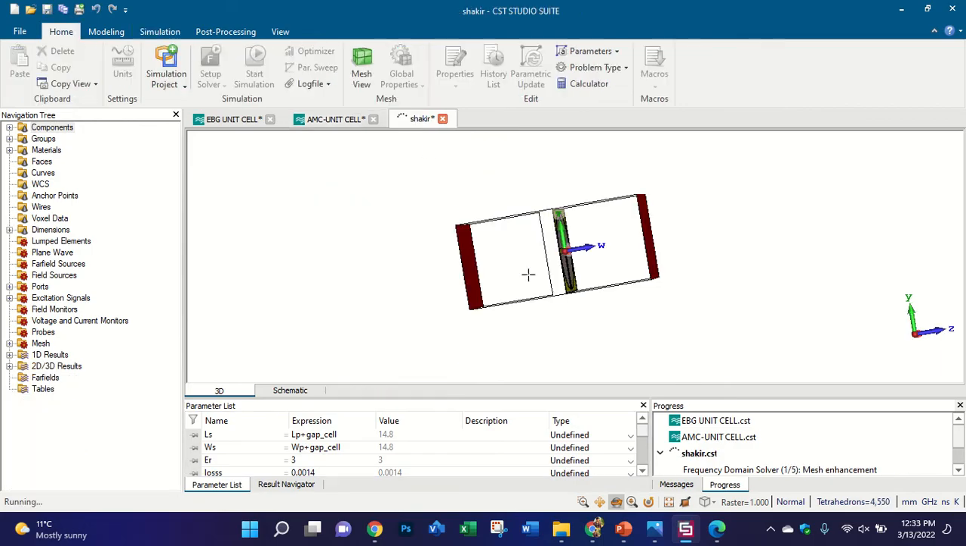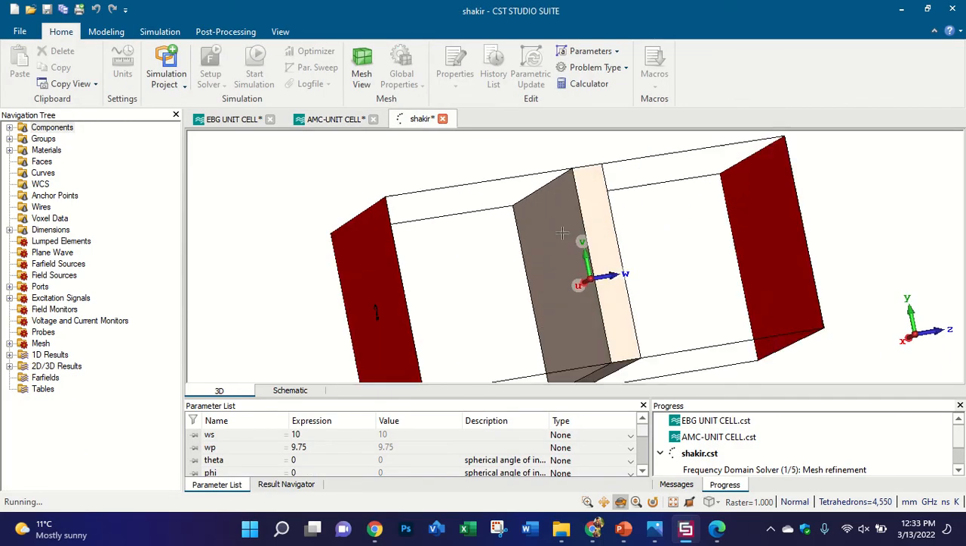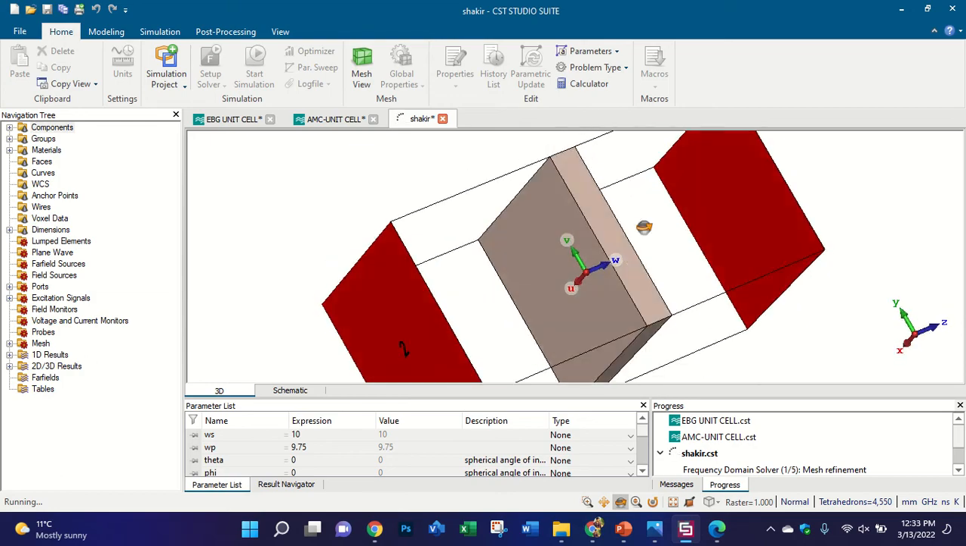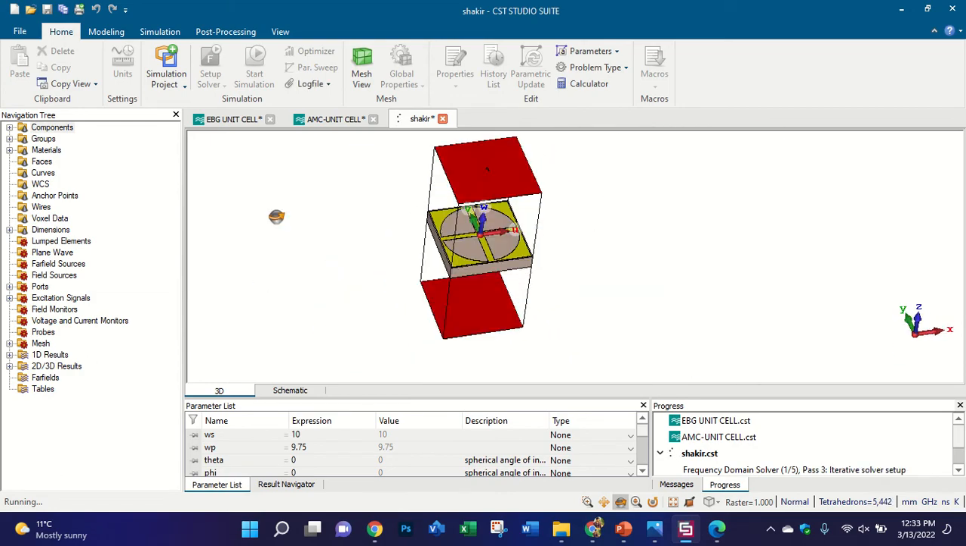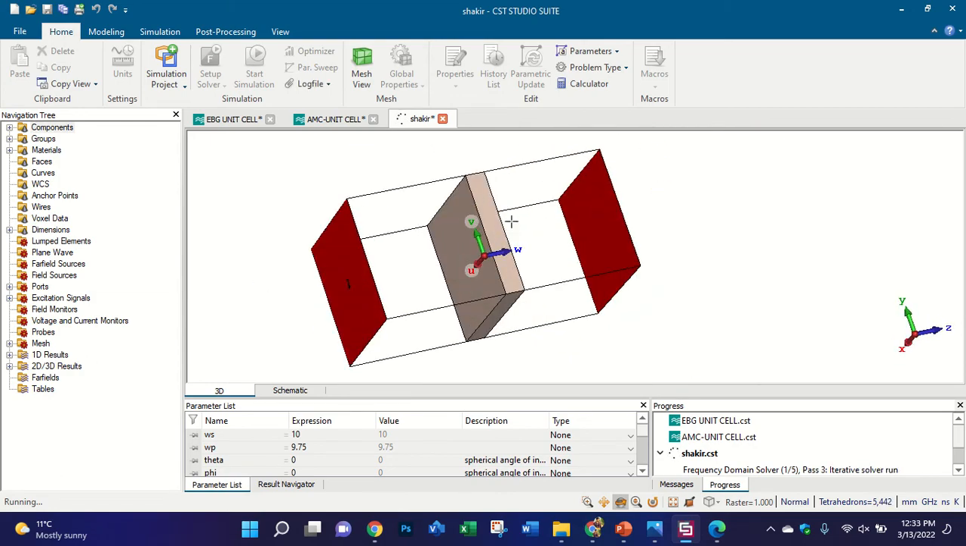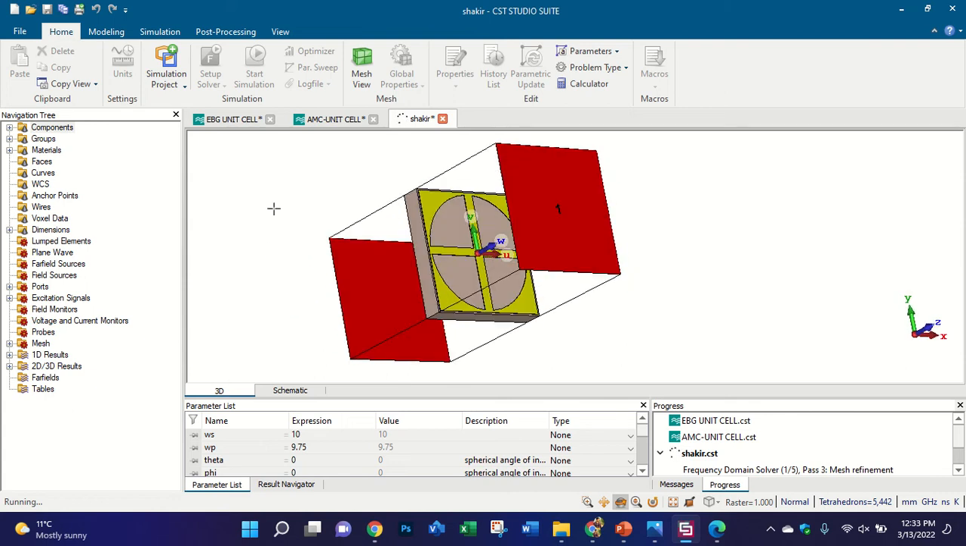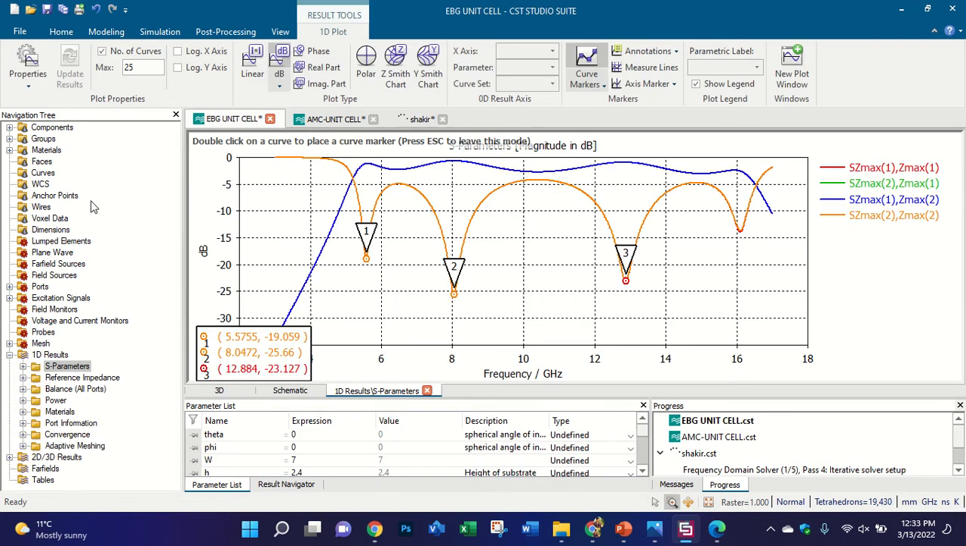If you don't have a ground plane behind the unit cell, then you need to use 2 ports, okay. So this is the EBG example. You don't need to use a ground plane behind the cell.